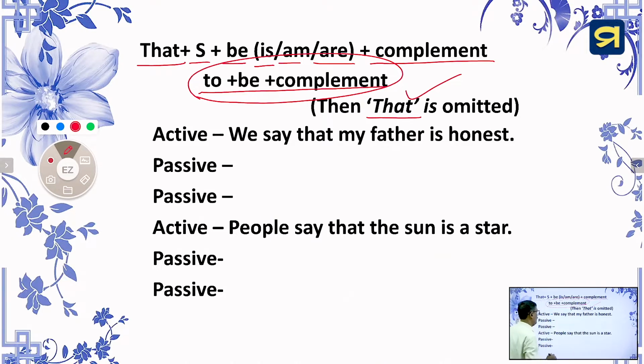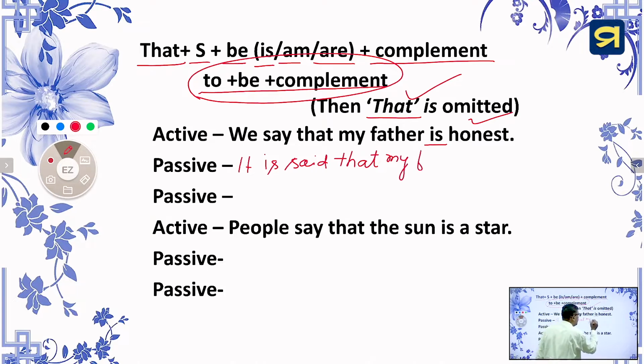We will change right now. We say that my father is honest. You mark it: "is" is the main verb followed by an adjective, which is the complement. How will we change? It is said that my father is honest.